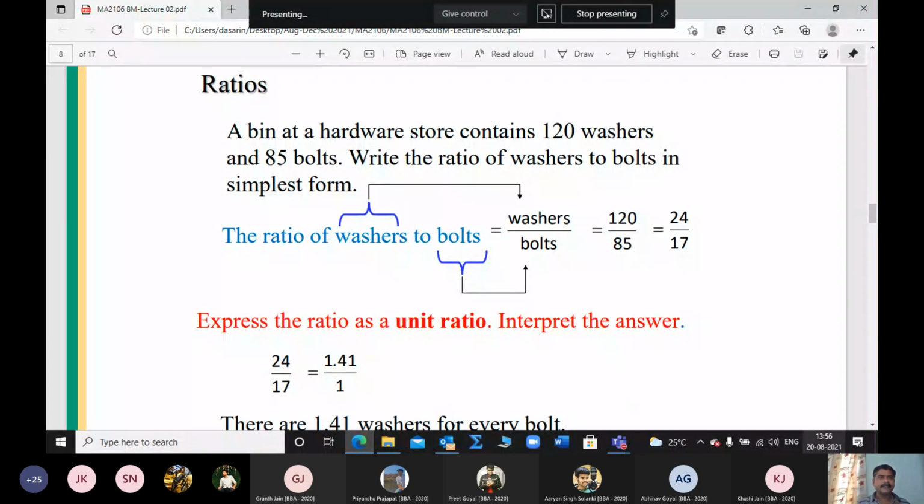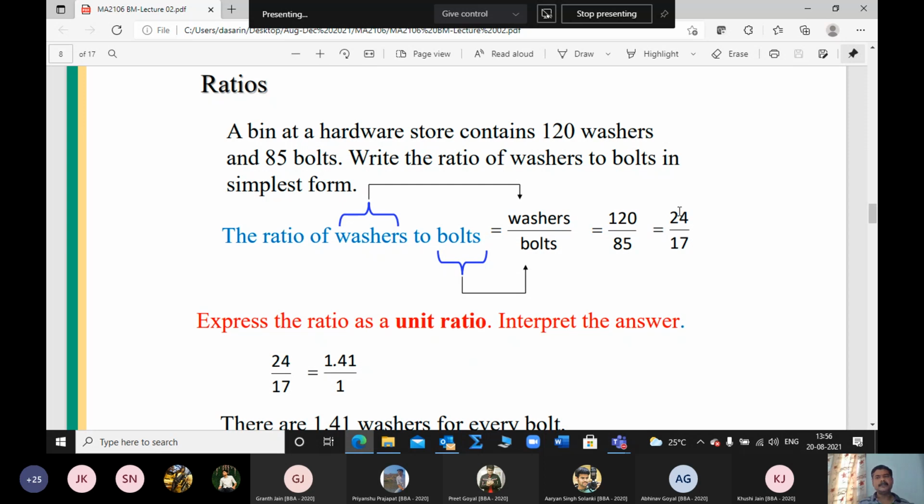Suppose I extend this same question: express this ratio 24 divided by 17 as a unit ratio. If I recollect, unit ratio means that in numerator divided by denominator, the denominator should be 1, unity. As far as this question is concerned, I find 17 in the denominator. In order to get the unit ratio, I need to make this 17 a 1. Then only it becomes a unit ratio.